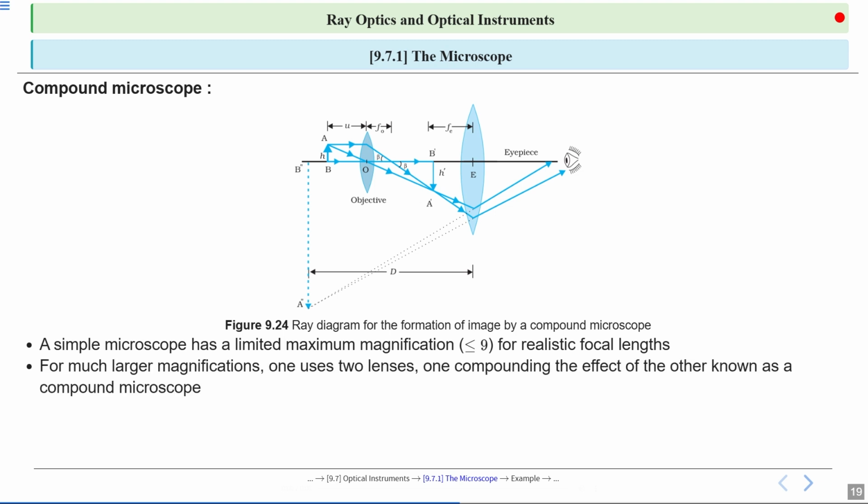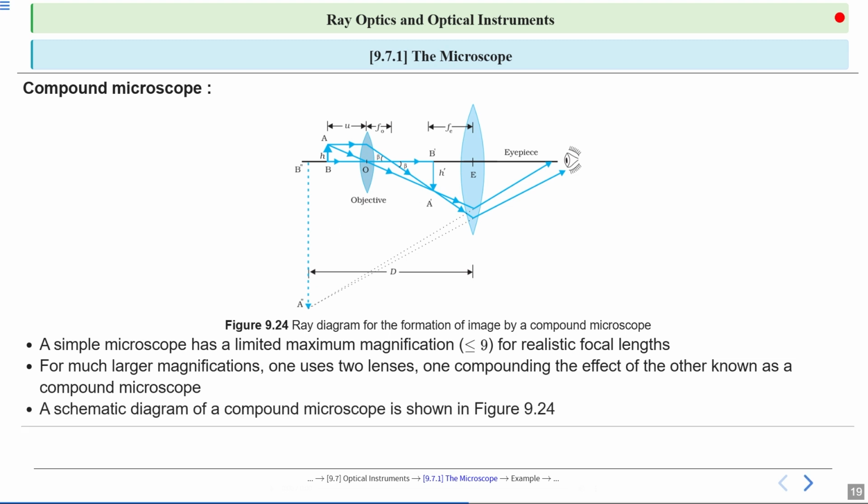To achieve much larger magnifications, we use a compound microscope which employs two lenses. This setup allows one lens to enhance the effect of the other, significantly increasing magnification. This principle is key to understanding how compound microscopes work.